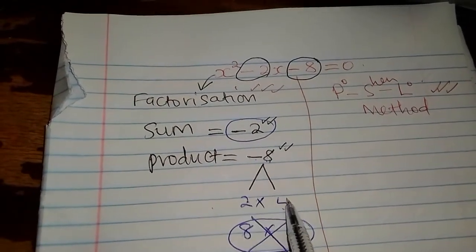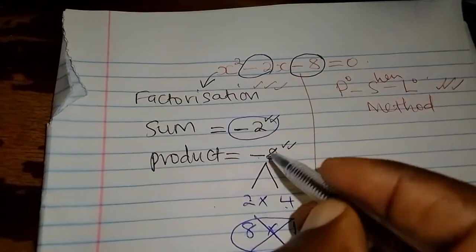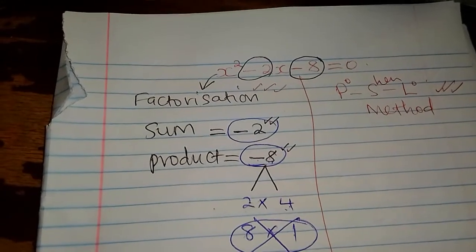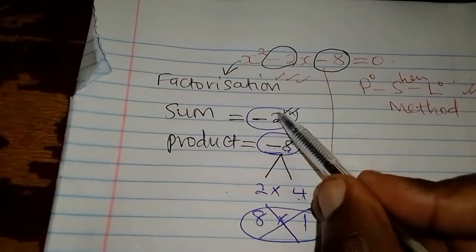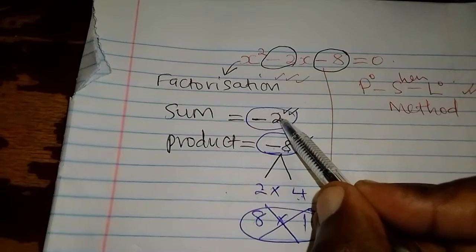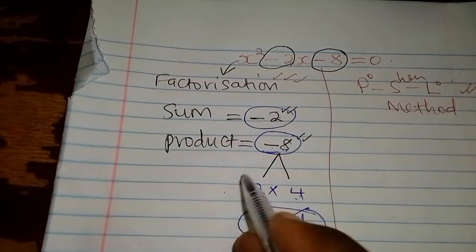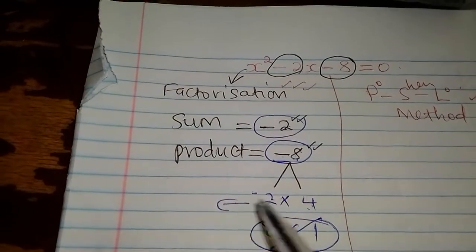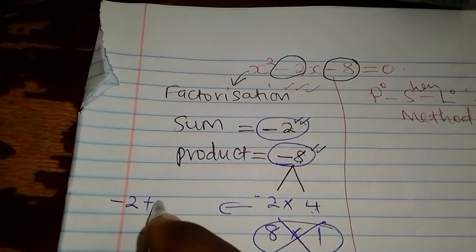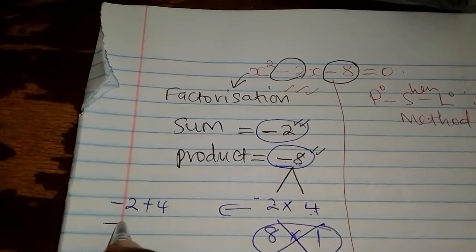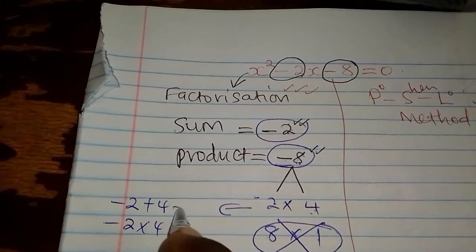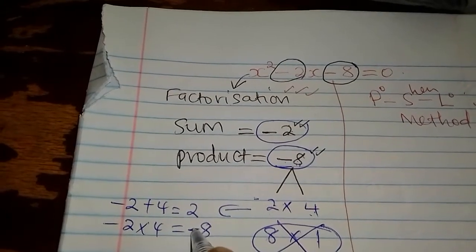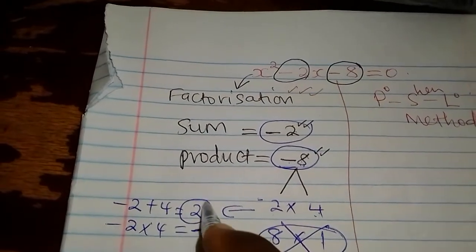I'll come here and say 2 times 4 is 8. Now the product is negative, which means one of the numbers must be negative. Then which number is negative here? Let me go to the sum. The sum is negative. If I say negative 2 plus 4, and then negative 2 times 4, this gives me 2 for the sum and negative 8 for the product. But the sum is supposed to be negative.